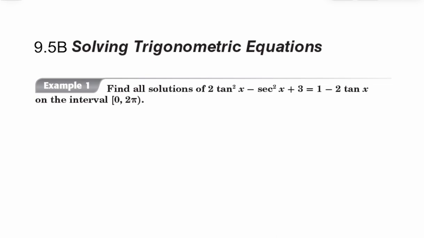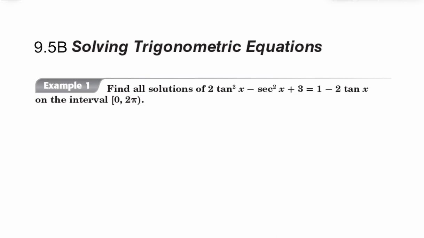So we are going to continue with 9.5. In 9.5b, unlike 9.5a, we have a few little tricks we have to use in order to solve the equations. They're not solved quite so easily just using our rules of algebra.